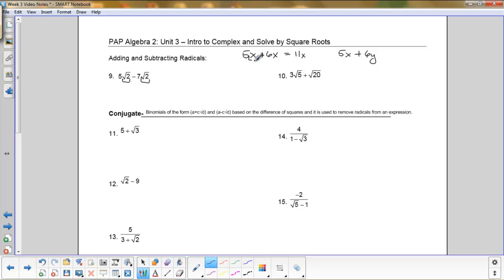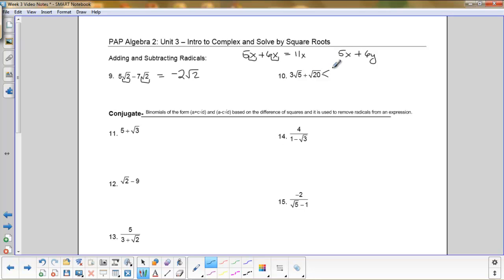So in order to have like terms, we have to have like radicands. Notice that in number 9, the radicands are the same, therefore we can add and subtract those together. Over here on the surface, 5 and 20 are different, so we can't add those together in their current state. We'll have to simplify 20. We'll get to that in a second. Okay, so just like this, the x remains an x. The square root of 2 is going to remain a square root of 2. So 5 minus 7 is negative 2 times the square root of 2. And that's your final simplified expression.